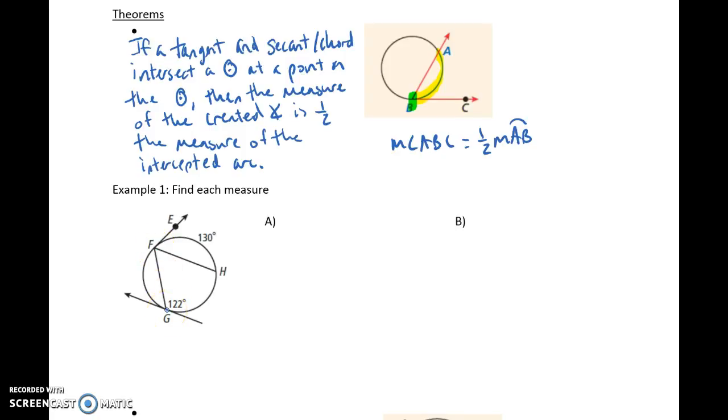Okay, we're going to look for two things. Let's look for the measure of angle EFH. And let's also look for the measure of angle HFG.